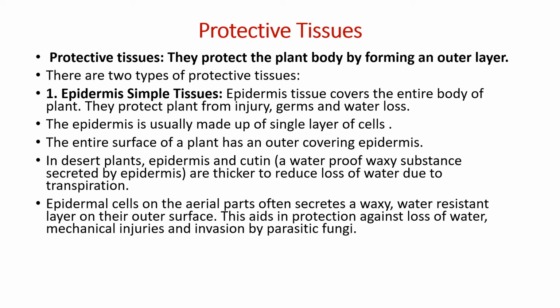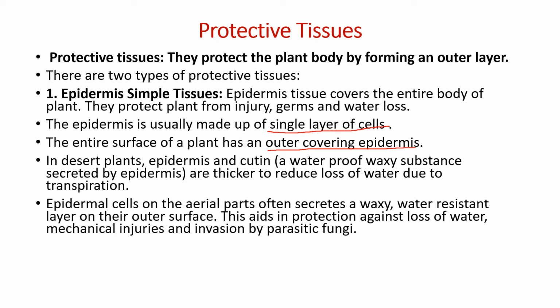Then epidermis is usually made up of single layer of cells. Yes, these epidermis tissues are usually made up of single layer of cells. Entire surface of plant has an outer covering epidermis, as I have already told you. Entire surface is covered with epidermis. Now it has few special kinds of functions, depending upon the environment of the plant, where the plant belongs to, in which environment it is growing.